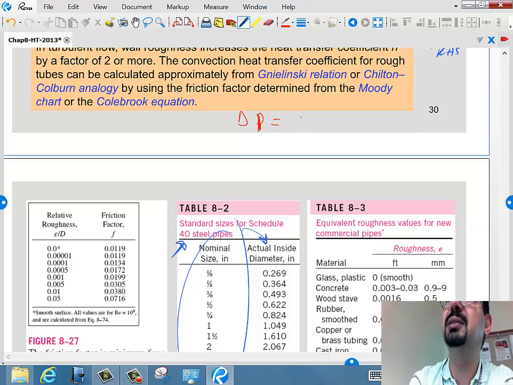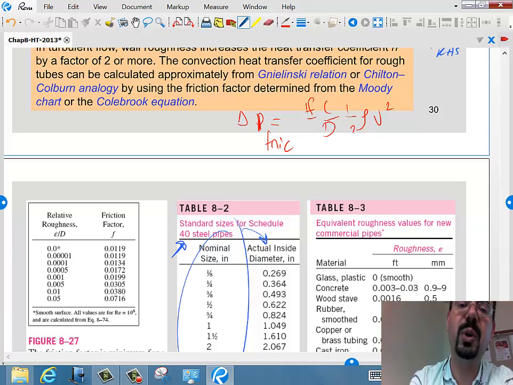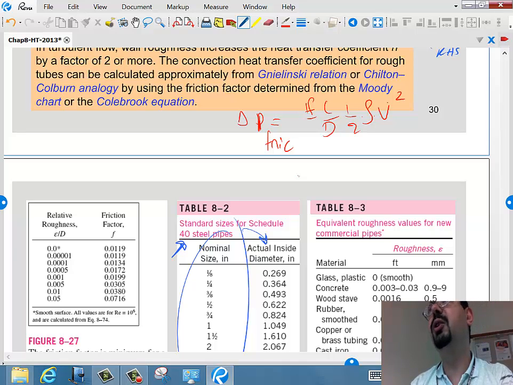So delta P is, if you remember from your fluid mechanics, what is it? The delta P friction is F L over D times half rho V squared, right? That is the pressure drop because of the friction. And that F comes from this chart or comes from the correlation or is given to you by your instructor in the exam. All right?